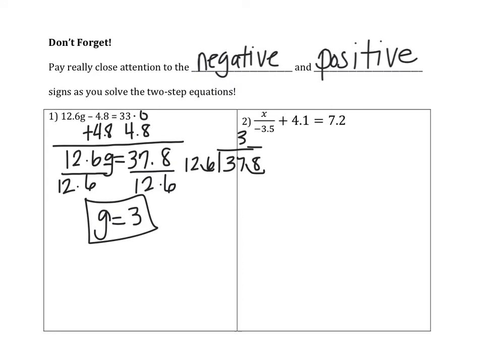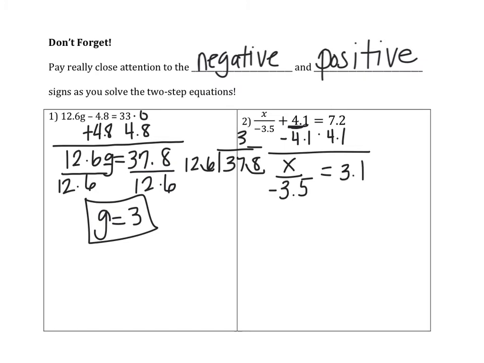Number 2, first thing that we're going to want to do is anything added or subtracted to our variable, which is this right here. It's being added, so we do the inverse operation, which is to subtract. So 4.1, we're subtracting from both sides. We're going to just leave this alone for right now. So we're subtracting that and we get 3.1.